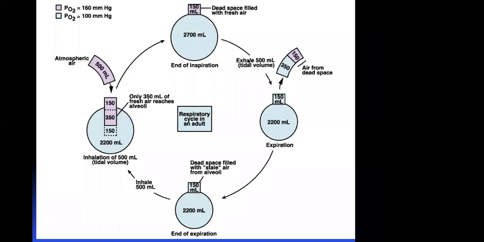Minute volume is the total amount of air moving in and out of the lungs. Alveolar minute volume is the amount of air that is moving in and out of contact with the alveoli.